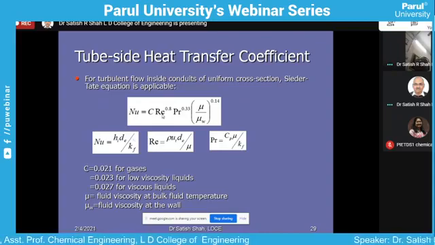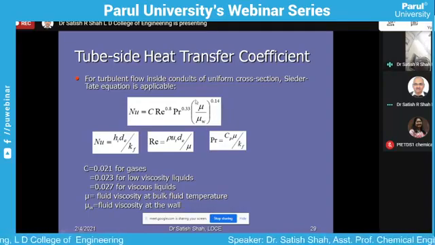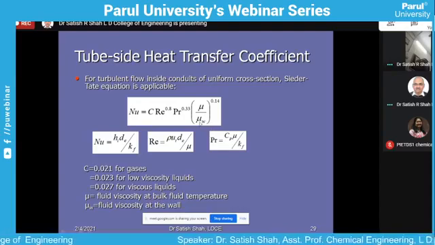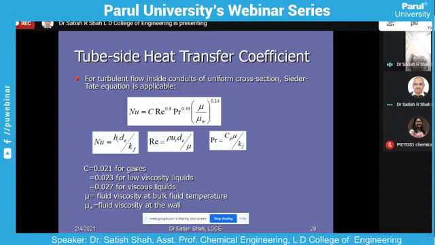And what is mu by mu_w raised to 0.14? Basically, when there is a large viscosity variation between the wall and the bulk, then we have to consider this factor. Otherwise, for our normal design, we will not consider this factor and we take it to be unity. So your formula will be only this, and here C is a constant. What value of C will you take? It is 0.01 for gases, 0.023 for low viscosity liquids, and 0.027 for viscous liquids.